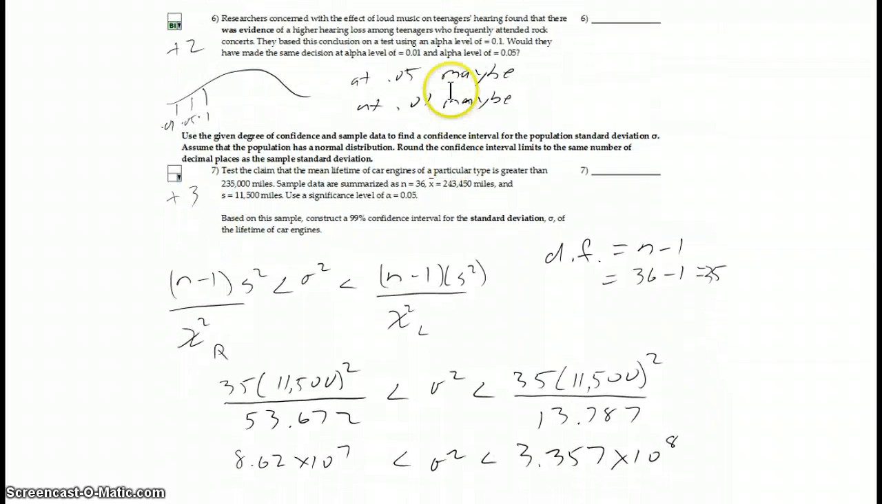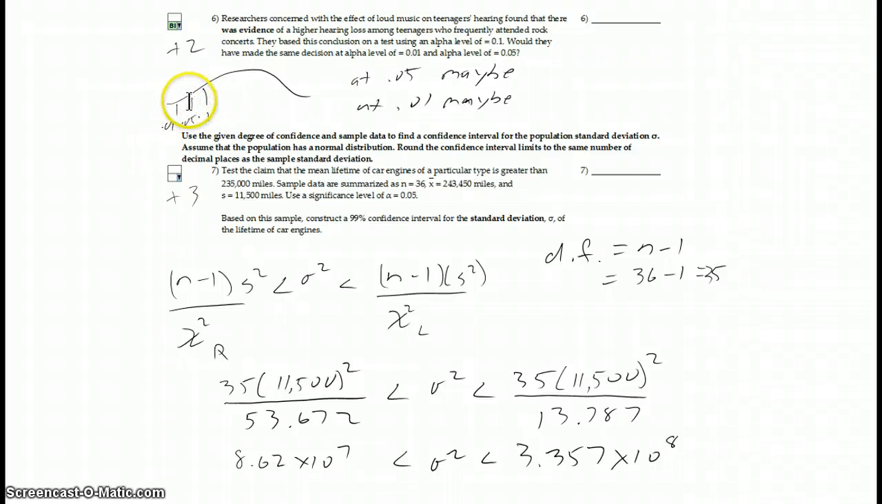Number 6, almost everybody missed this one. It's kind of tricky. It says the effect of music on teenagers. This says there was evidence of hearing loss. So that means there was significant evidence, which means they rejected the null. The null is that it wouldn't make any difference. The alternative is that it does. So that means the p-value was less than 0.1.